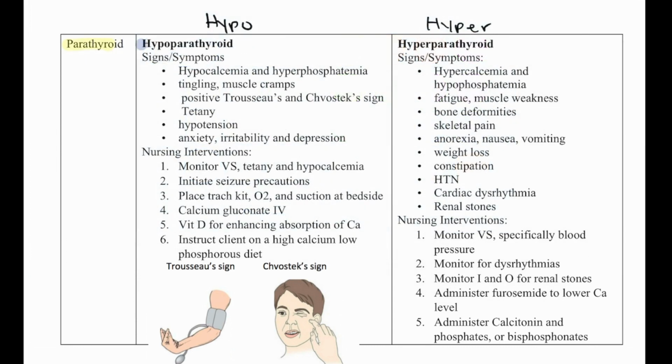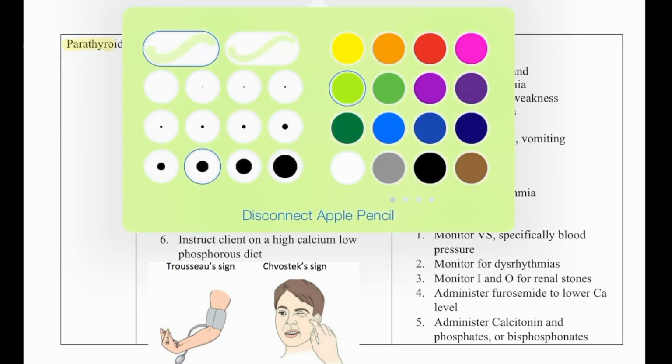Now we're going to look at the parathyroid. So we have hypoparathyroid and hyperparathyroid. So for hypoparathyroid, we're seeing hypocalcemia and hyperphosphatemia, tingling and muscle cramps, a positive Trousseau's and Chvostek's sign. We're going to see tetany, hypotension, anxiety, irritability, and depression. So we can see for a lot of these, there's some overlap with all the electrolytes and things like that, but a positive Trousseau's and Chvostek's sign with hypoparathyroid, that's important to know because it's very specific.